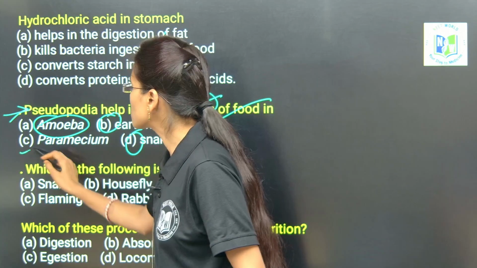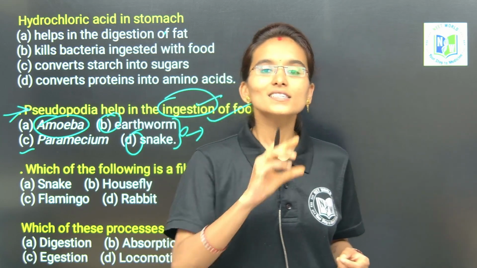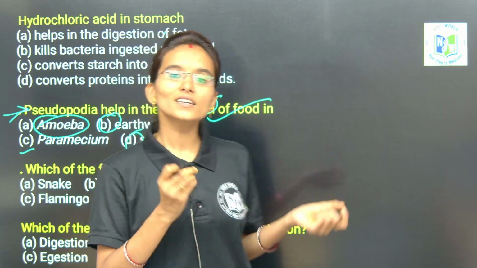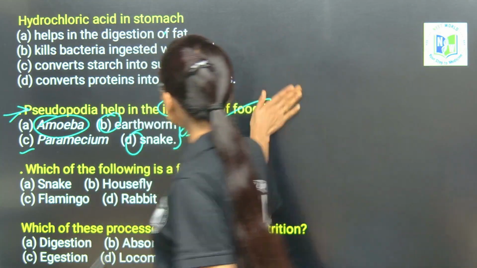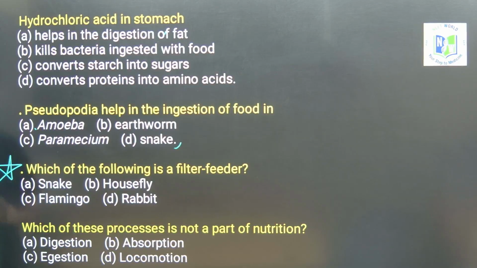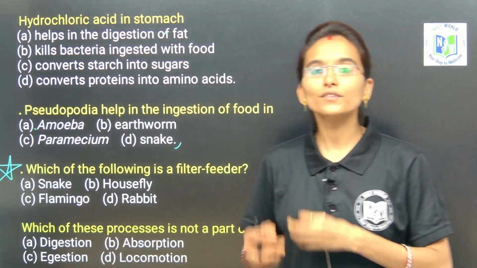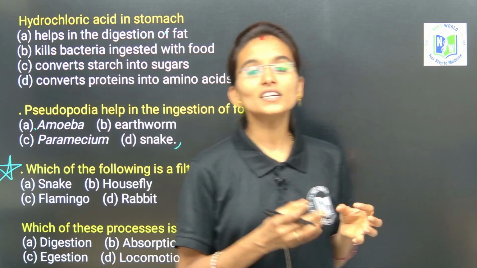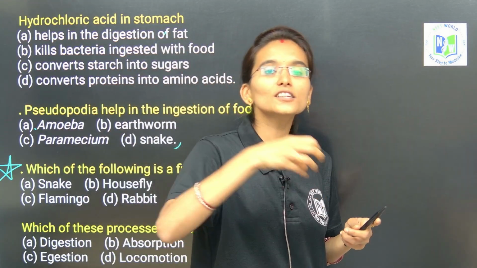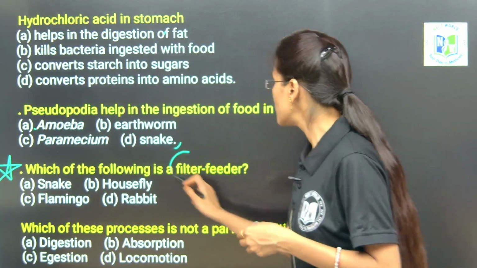If we look into the option C, paramecium. Okay. Paramecium are going to contain cilia. Okay. So with the help of the cilia only, it can intake the food. And next one, look into the next question here. Yes, which of the following is a filter feeder? Okay, which of the following is the filter feeder. Filter feeder is nothing but the organism which is going to filter the food from the water. Okay, so that is nothing but filter feeder.